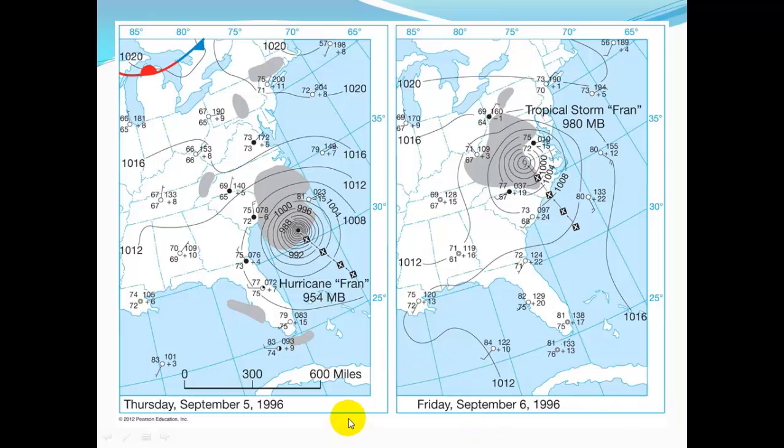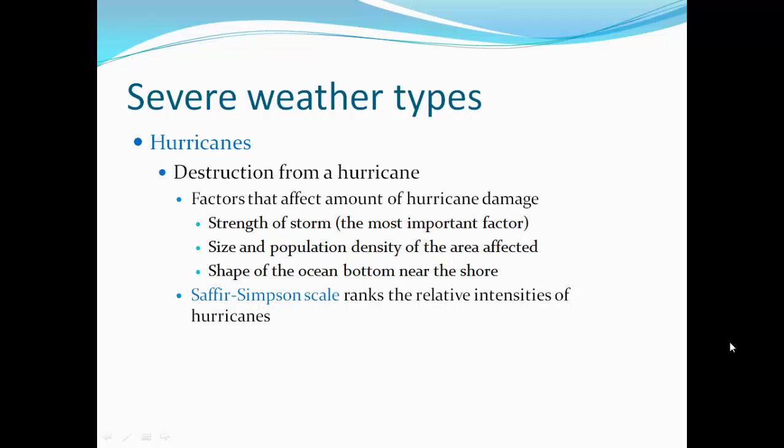This is Hurricane Fran, 1996. You see how steep the pressure gradient is around the low pressure. That means the winds are going to be really fast. As this hurricane travels, this is Thursday, and by Friday it makes landfall over here in the Carolinas. By the next day, it's up over Virginia and it's now weakened. You can see the isobars are farther apart. It's now just a tropical storm.